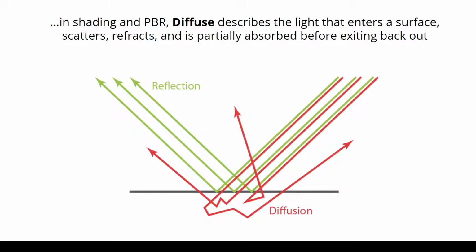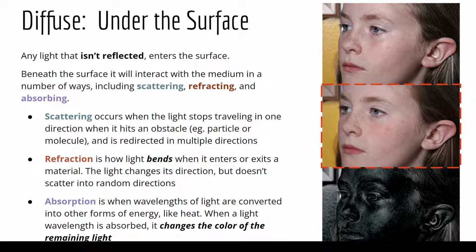But for shading and physically based rendering purposes, we're using diffuse to describe something else, which is light that doesn't reflect on the surface, but actually enters the surface, where it scatters around, does all kinds of complex things, and then comes back out. So diffuse is how we're describing the light that travels underneath the surface. Any light that isn't reflected is going to enter the surface. So beneath the surface, it will interact with the material in a number of ways, including scattering, refracting, and absorbing.